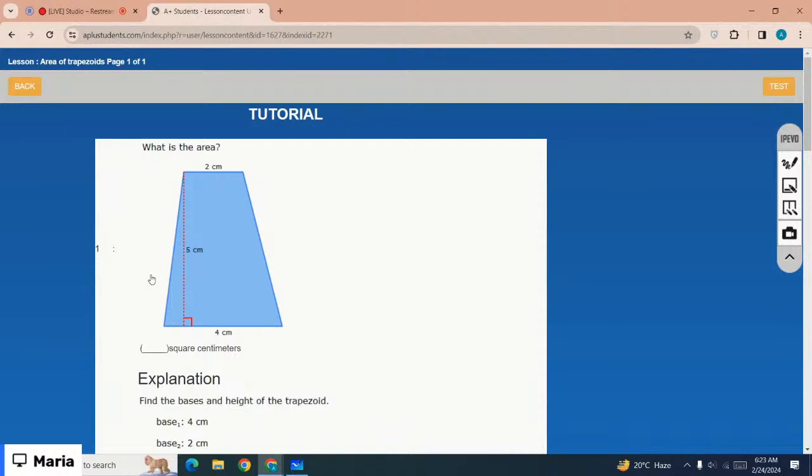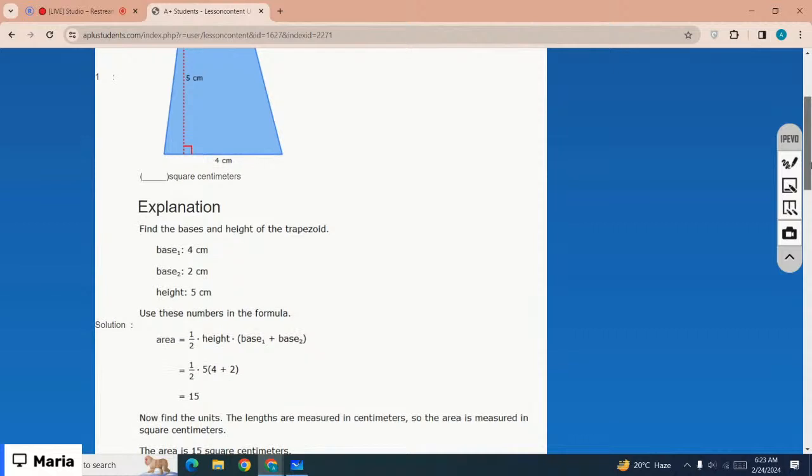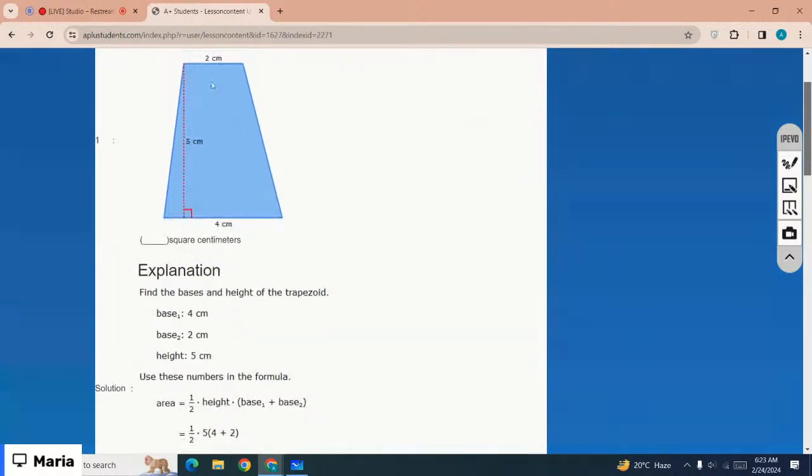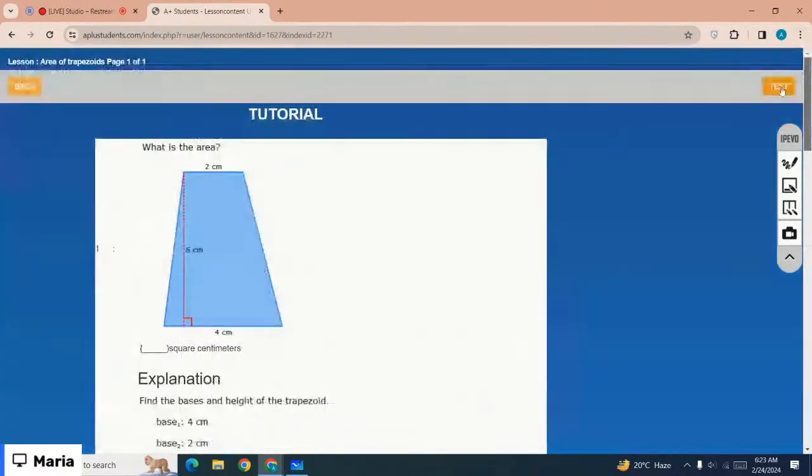So you are given a trapezoid, and you need to calculate its area, right? The area of a trapezoid is half times base times height, but a trapezoid has two bases. You need to add these two bases, base 1 and base 2, multiply the sum by the height, and then divide by 2, right? Let's just start with the test question.